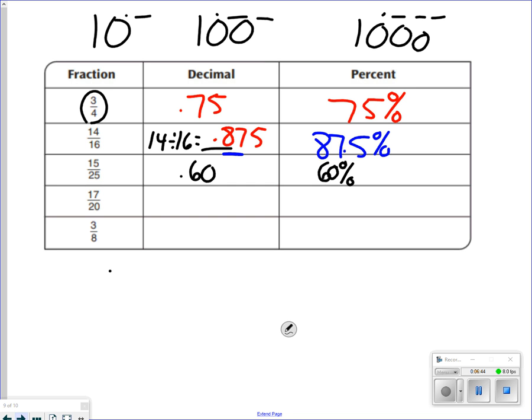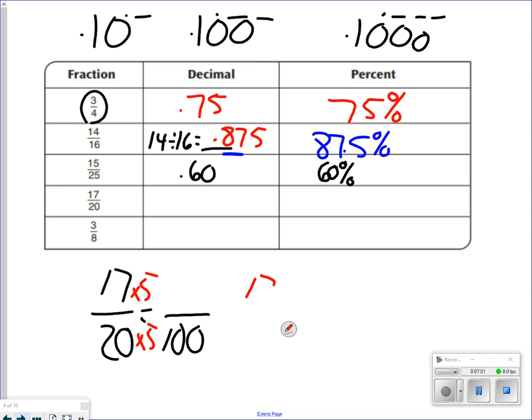17 over 20. I have to change it into a 10, 100, or 1,000. You're going to hear me repeat that a lot in class. Can 20 go into 10? It can't, so I have to put it into 100. 20 times 5 is 100. 17 times 5, I'm not exactly sure what that is, so I have to work it out.